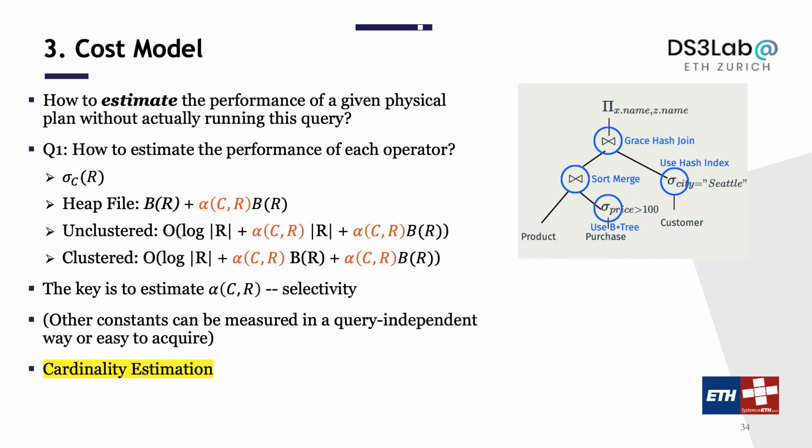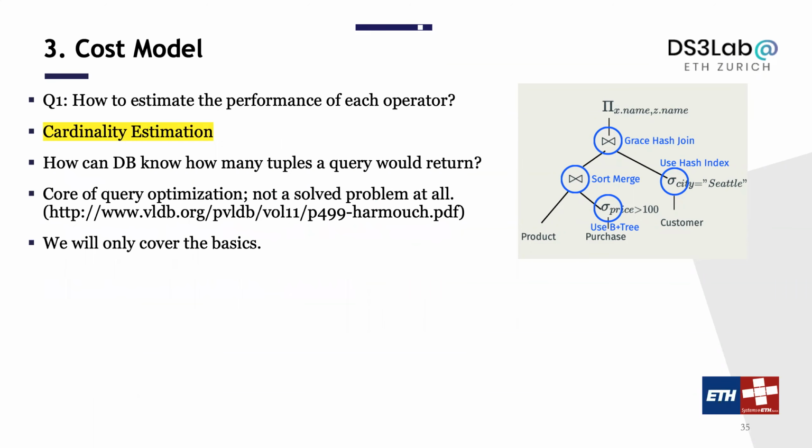In databases, that's a problem that we call cardinality estimation. So what is this problem? Essentially, we want to know how many tuples a query would return, and we are going to decompose it into another question: how many tuples each operator is going to return. So this is the core of query optimization. It's not a solved problem at all. You can see there's a paper from a couple of years ago that talks about the whole landscape. So here we only talk about the basics of query optimization.